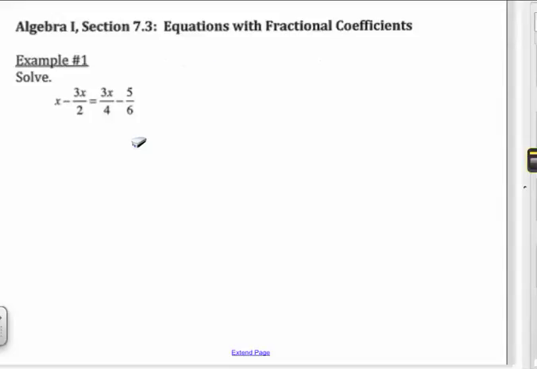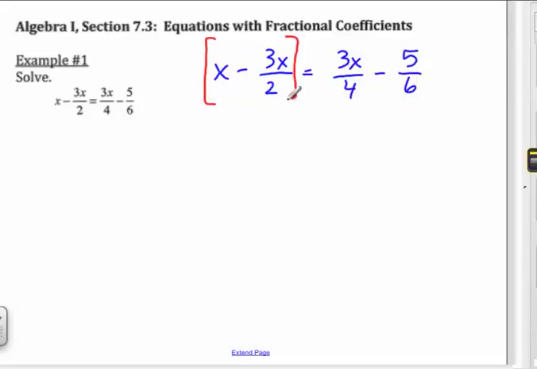Now I'm going to write this a little bit bigger. I've got x minus 3x over 2 is equal to 3x over 4 minus 5 over 6. And Alexander said, you know what? We want to multiply this side by 12, which means I'm going to have to distribute it in. And I want to multiply this side by 12. Okay? Now, when I multiply this first side by 12, I'm going to get 12 times x is 12x, right? Then I'm going to distribute the 12 to the other term, and I'm going to get 12 times 3x is equal to 36x. It's minus 36x over 2.